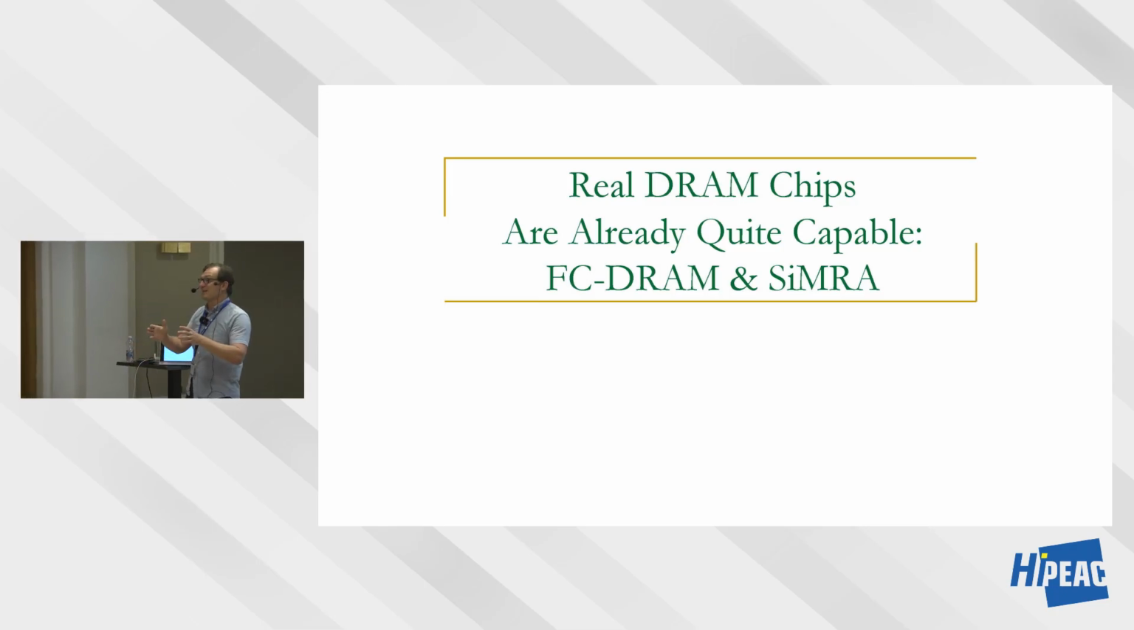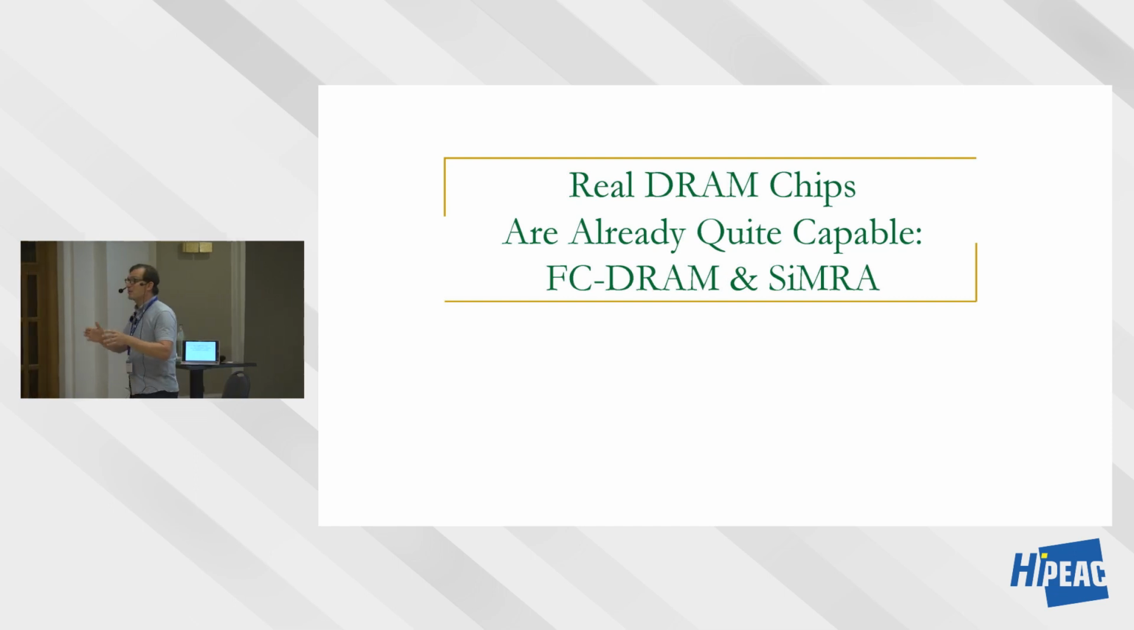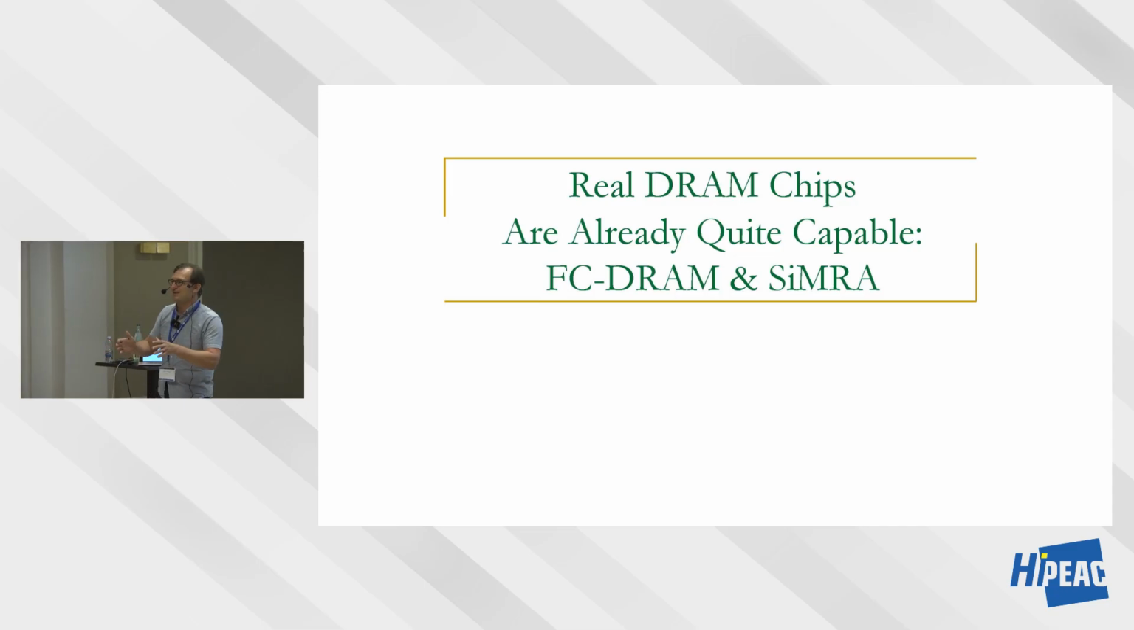Now that said, we also did some work to see, can you actually do some of these operations on real DRAM chips? And this is the real fascinating part for me. Basically, real DRAM chips are already quite capable. I showed you earlier that they can perform RowClone, right? They can actually do row copy operations, row initialization operations with almost 100% success rate, reliability, 99.99 actually. I'll show you some more on that one.